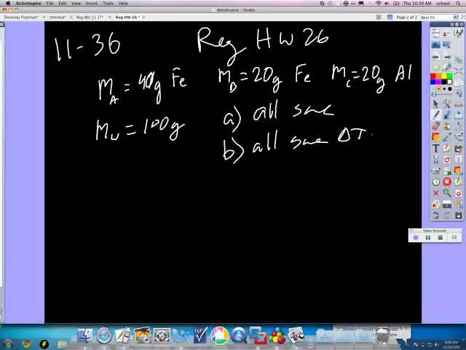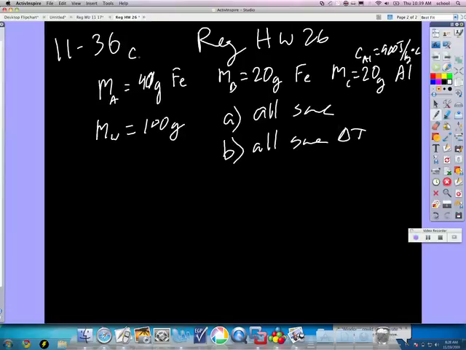Then C, which blocks have approximately the same amount of heat transferred to or from them? Okay, I'm not sure what the specific heat of aluminum is. What is the specific heat of iron? It's in the chapter because there's a table. What is it? 450? Okay, so the specific heat of iron, C_Fe, is 450 joules per kilogram Celsius degree.